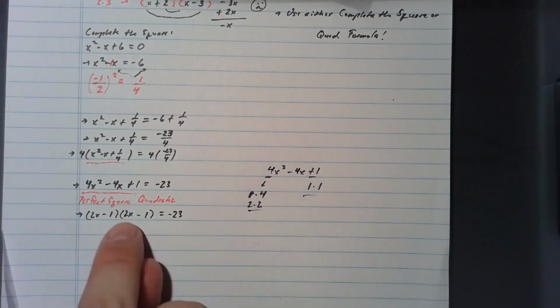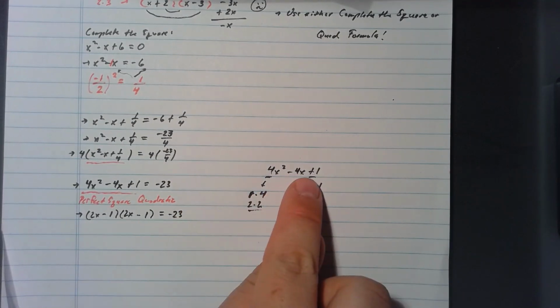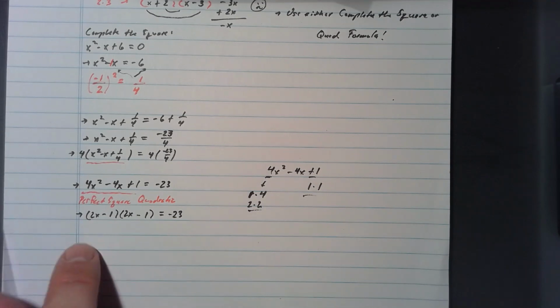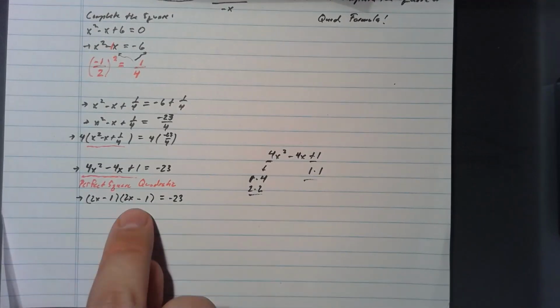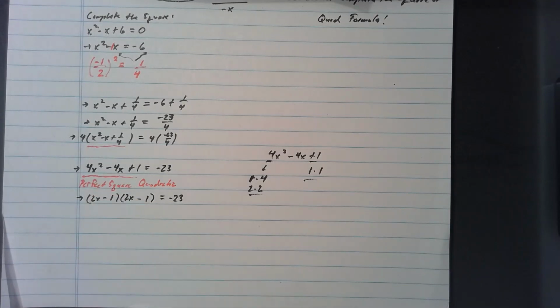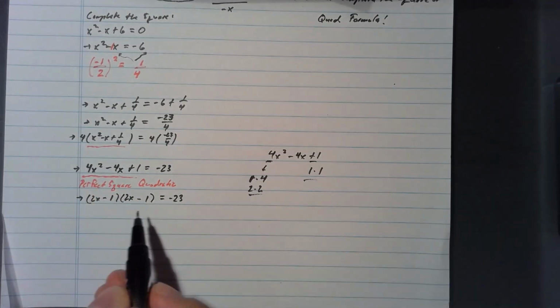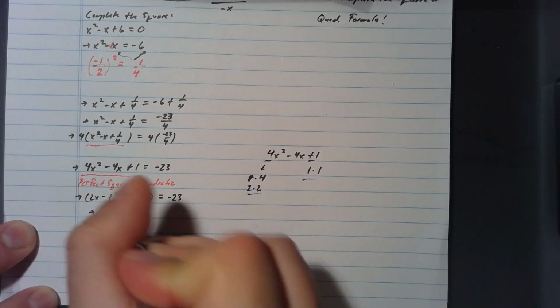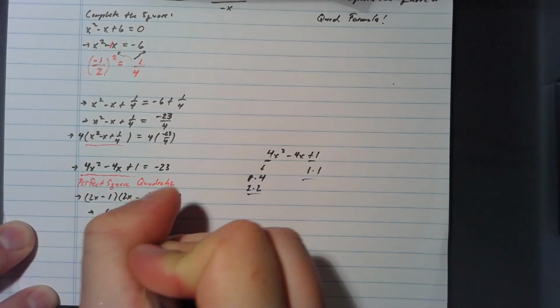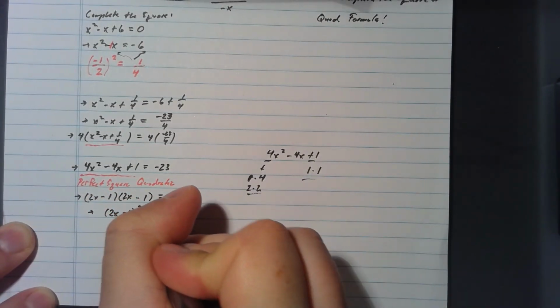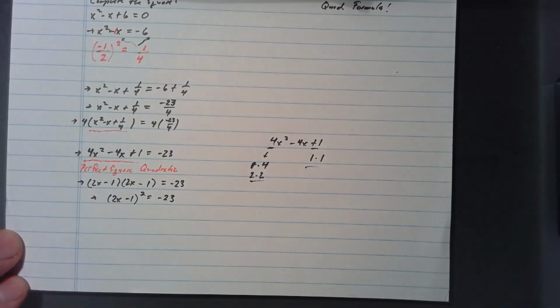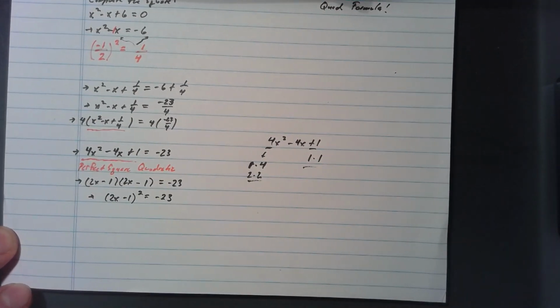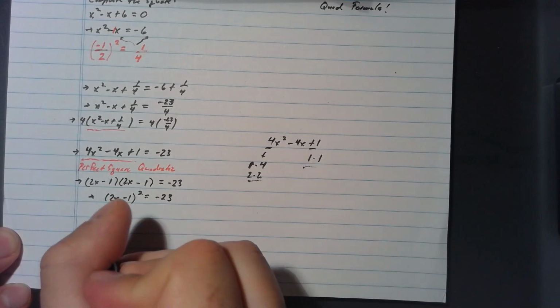And you know that because negative 1 times negative 1 is positive 1. All right, just go through the FOIL process here. You go through that in your head to verify that these are the factors. So now, because these are the same, I could write this as 2x minus 1 quantity squared equals negative 23. From here, it's pretty straightforward. Just take the square root of both sides.